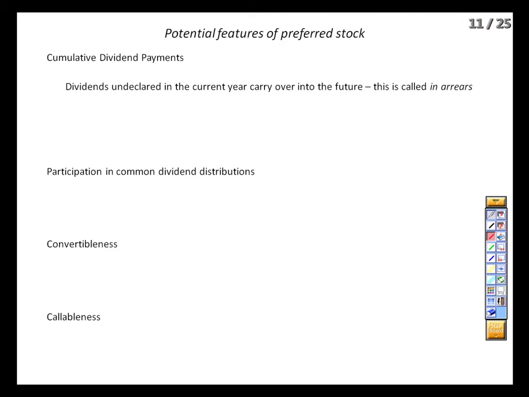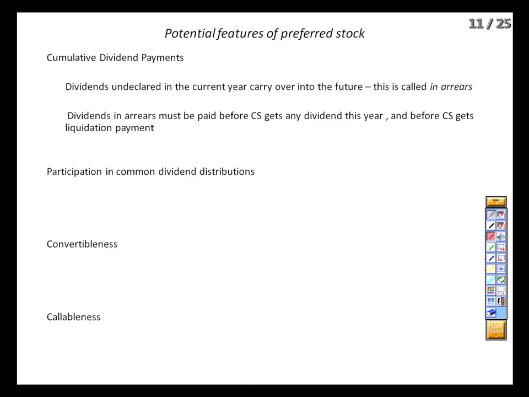In the grand spirit of Beavis and Butthead, this is called in arrears. In arrears. These dividends in arrears must be paid before the common shareholders get their dividends, and if dividends are never paid, then they must be paid before the common shareholders get anything at liquidation. So it might take a long time, but cumulative preferred shareholders will eventually get their dividend money.